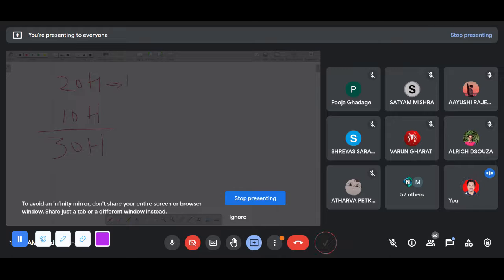20H is taken in the A register. 10H हमने कौन से रजिस्टर में लिया था? R0. Very good, R0. A का साइज 8 बिट, R0 का साइज भी 8 बिट. But 20H is in hexadecimal. I want the representation in binary. So 0 will become 0 0 0 0 and 2 will become 0 0 1 0. Do you agree with this?